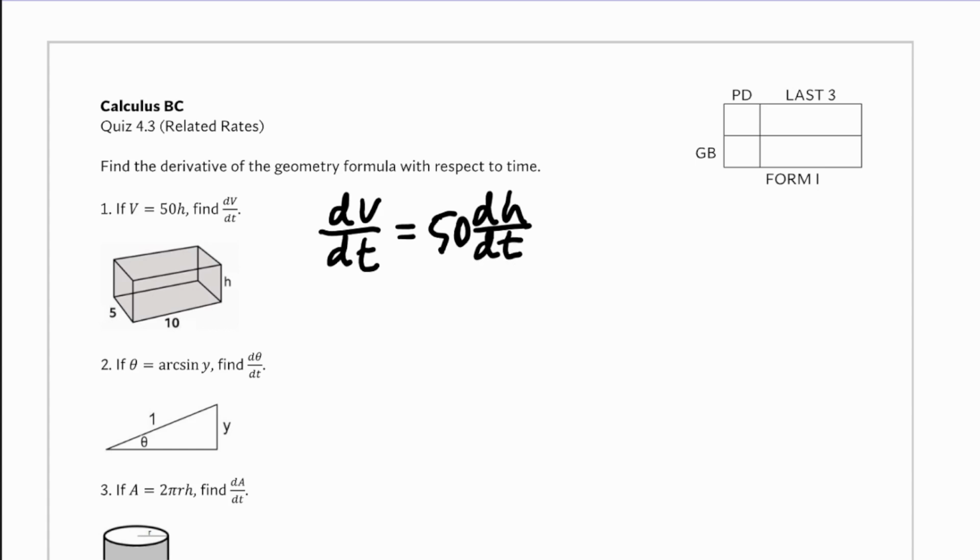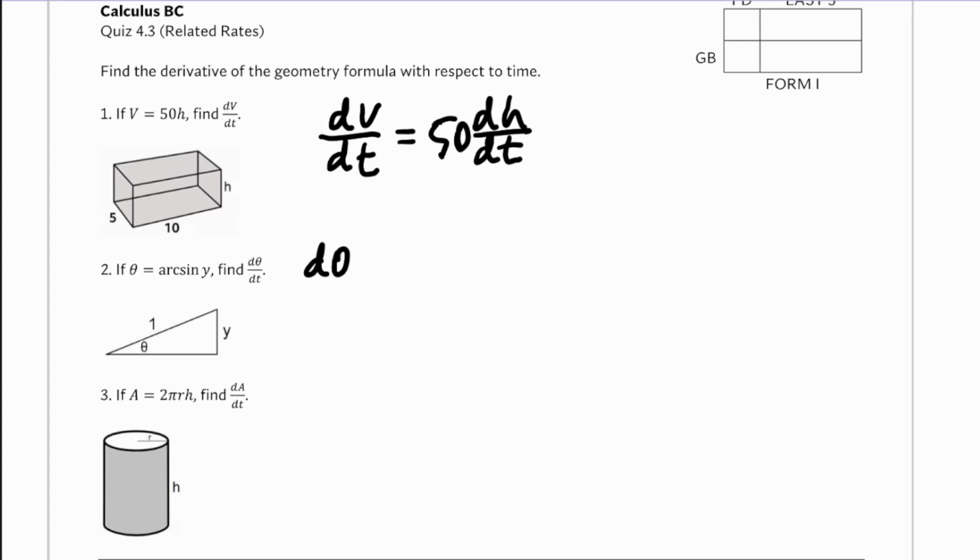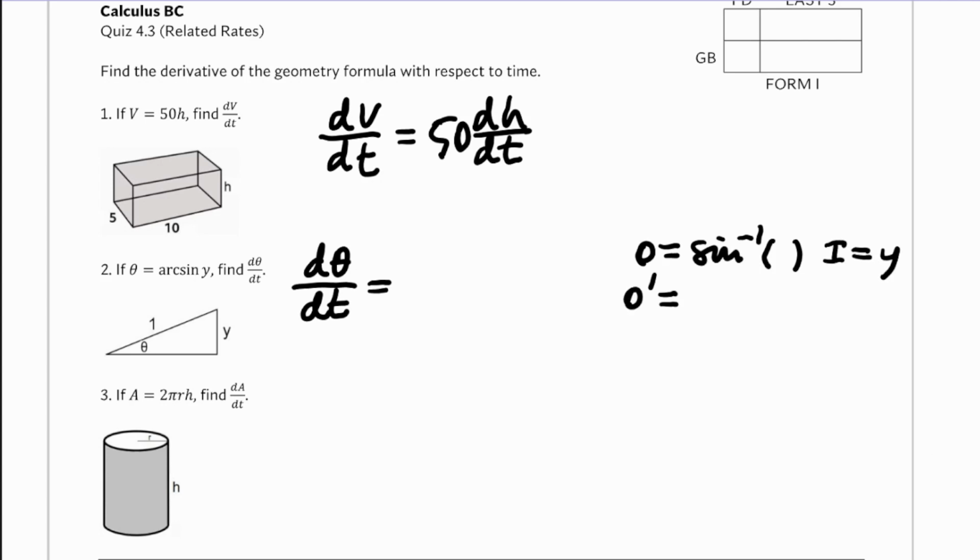And then, if theta equals arc sine of y, we're going to find d theta dt. On the outside, I've got arc sine or inverse sine, and on the inside, I've got y. Outside prime, that is one we need to know. The derivative of arc sine is 1 over the square root of 1 minus x squared. Pardon me, not x squared, thing squared.